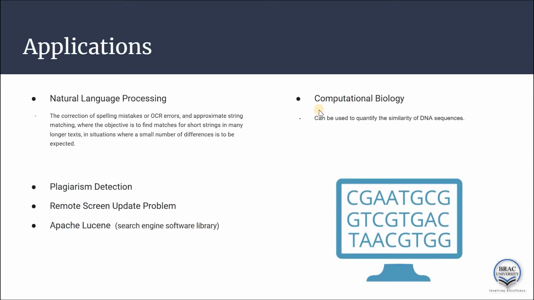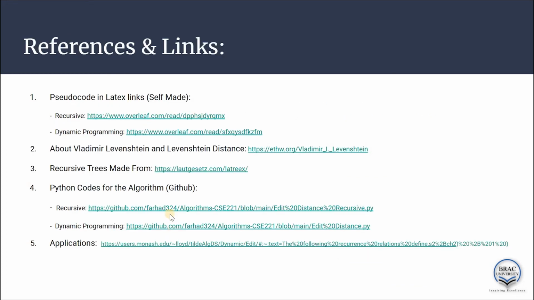Now, some applications of edit distance are natural language processing, where the algorithm is used for spelling correction, OCR correction, and to approximate string matching. And of course, computational biology. This algorithm can be used to quantify the similarity of DNA sequences. Other applications of this algorithm are plagiarism detection, remote screen update problem, and Apache Lucene, which is a search engine software library.